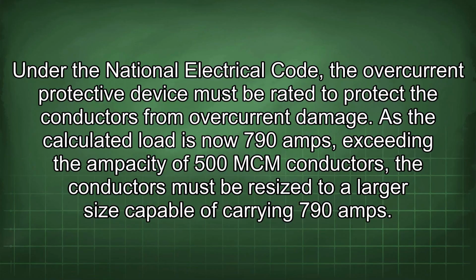Under the National Electrical Code, the overcurrent protective device must be rated to protect the conductors from overcurrent damage. As the calculated load is now 790 amps, exceeding the ampacity of 500 mcm conductors, the conductors must be resized to a larger size capable of carrying 790 amps.